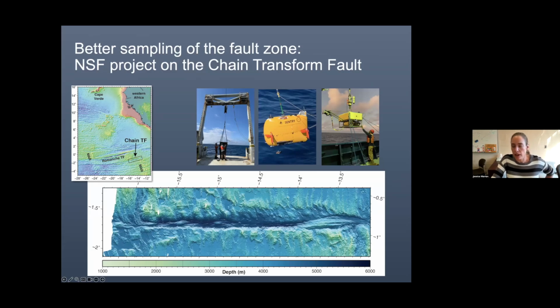A year ago on the Langseth, we deployed seismometers as well as did an active source seismic experiment. So we have a lot of data that's going to be coming online from that. And then on the most recent cruise, we were out there with the dredge basket as well as Sentry. Sentry is an autonomous underwater vehicle that can do geophysical surveys of the seafloor very near bottom, less than 100 meters off the seafloor, and give us very detailed imagery of that.